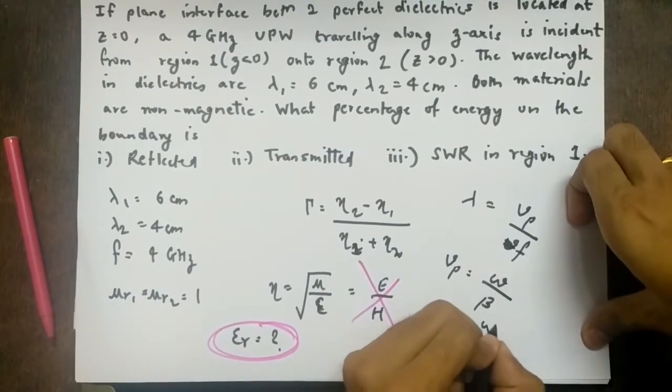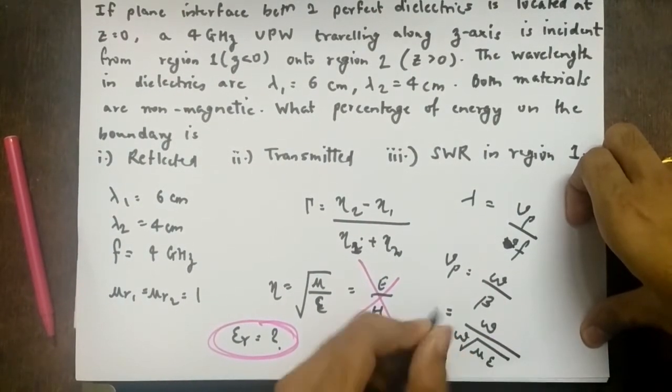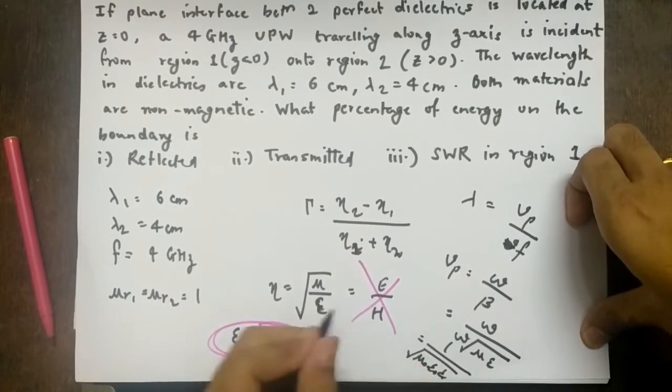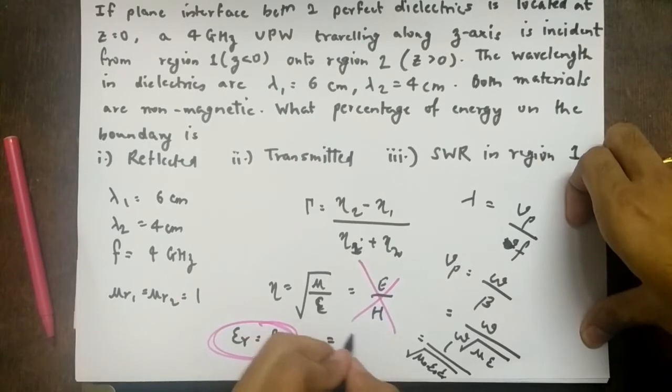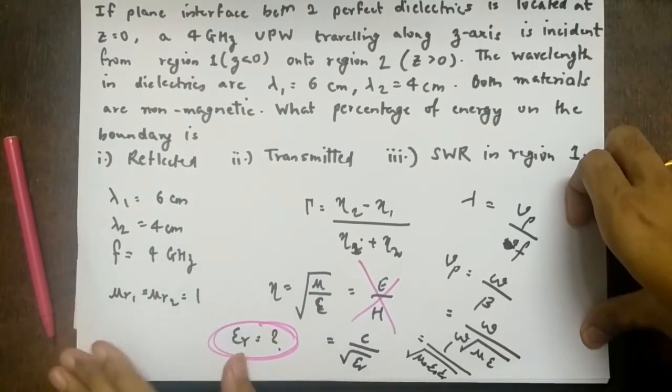What is the formula for beta? It is omega root mu epsilon. So omega gets cancelled, and we get 1 upon root of mu, which is mu 0 mu r. Mu r is 1, so I will not write it. Epsilon is epsilon 0 epsilon r. 1 by root mu 0 epsilon 0 is c. So Vp is c by root epsilon r.